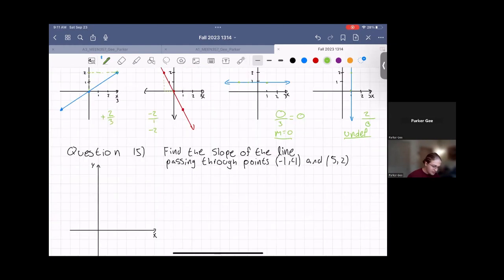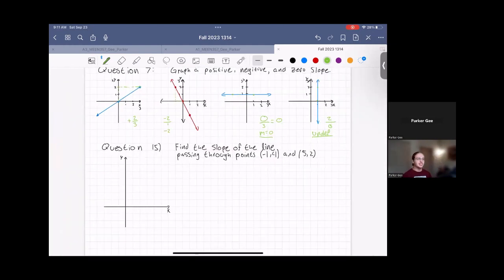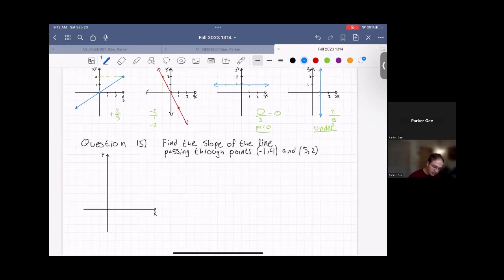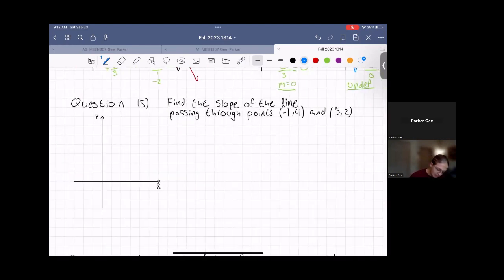So next, we're going to go to question 15. Question 15 says, find the slope of a line through points (-1, 4) and (5, 2). And then we want to do this using both the slope formula and using the graph. Well, I've got a graph set up for us. So let's just do the graph first. You could do either one first, but I'm just going to go ahead and do the graph one first.